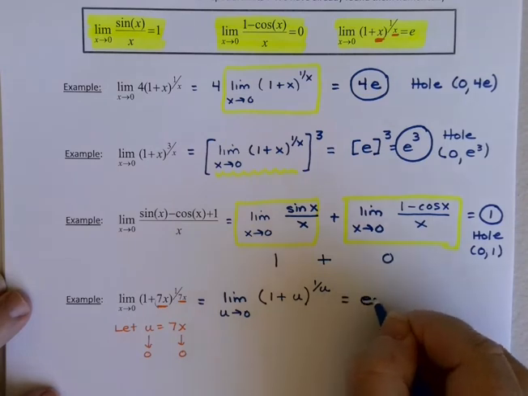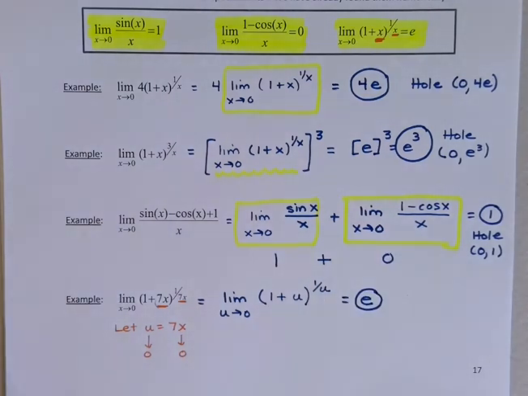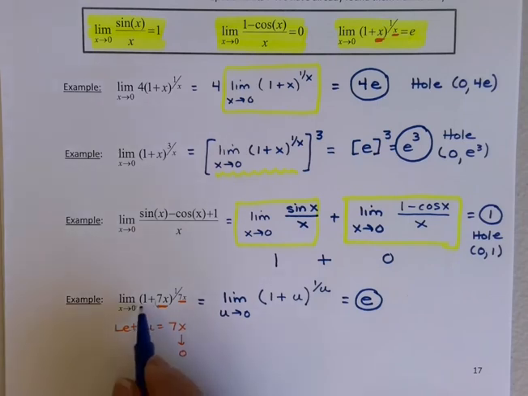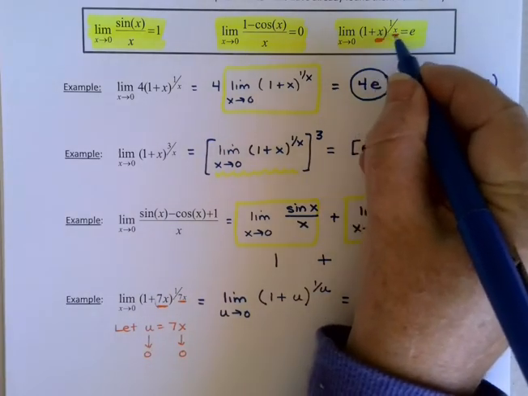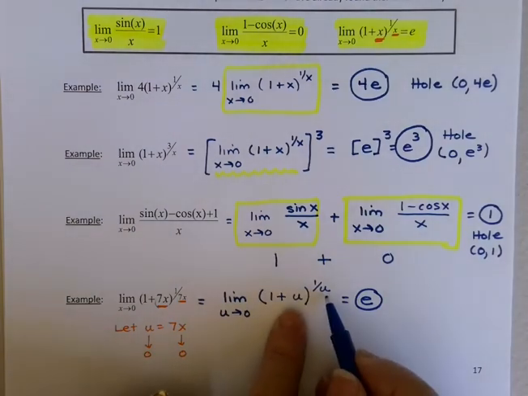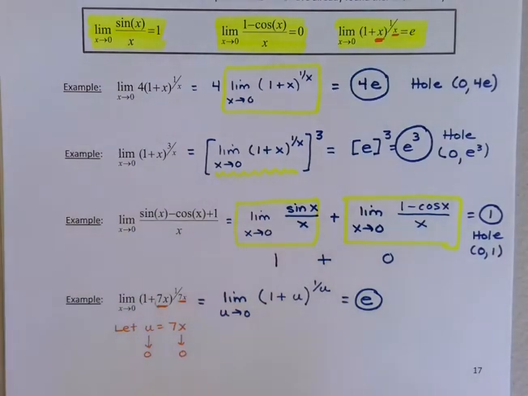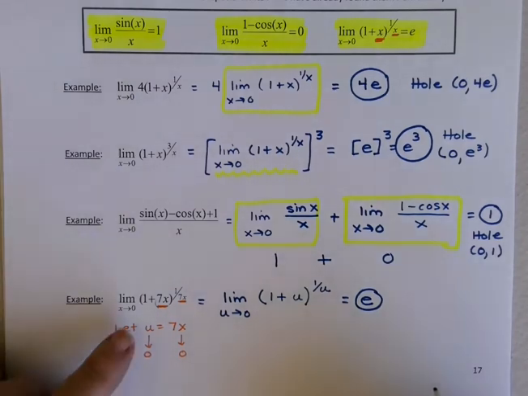It is really important, though, when you use these special limits, that you make sure you have exact matches. It would not be okay, for example, if this had just been a 1 plus 7x and this had been a 1 over 5x or something. I would not have been able to use this. These two variables are the same in the original, and therefore they have to be perfectly the same in the limit that I construct. So make sure you're getting perfect matches, either through the algebra like we did up here, or through a substitution like we did down here. All right, so this graph's going to have a hole at 0, e.